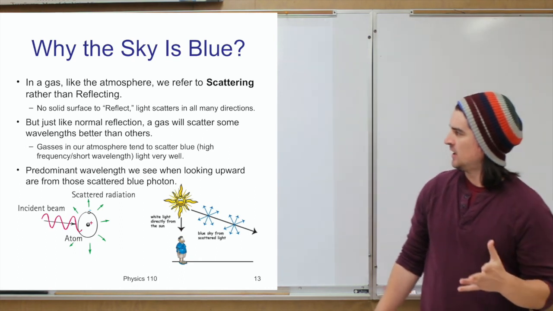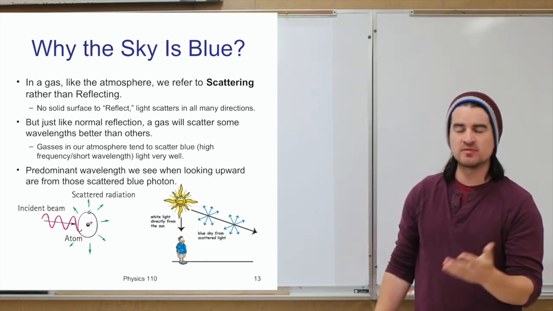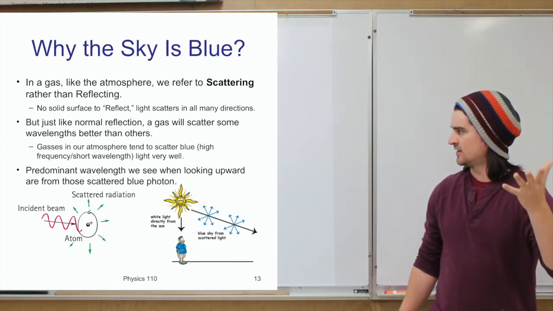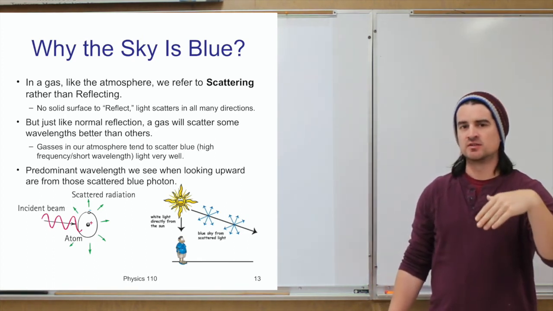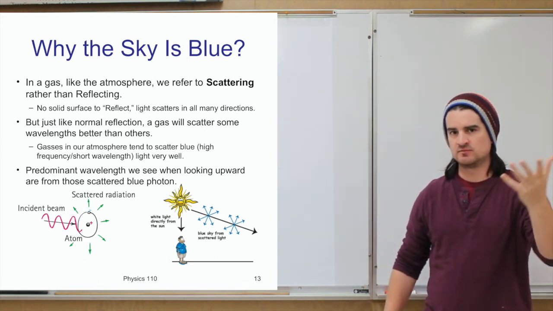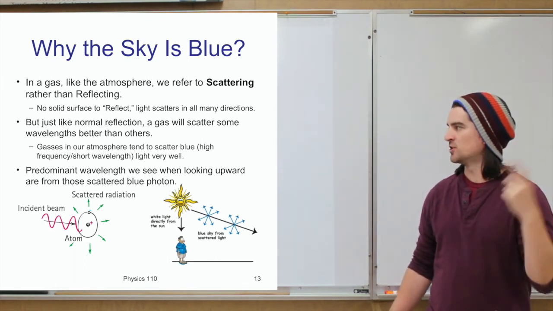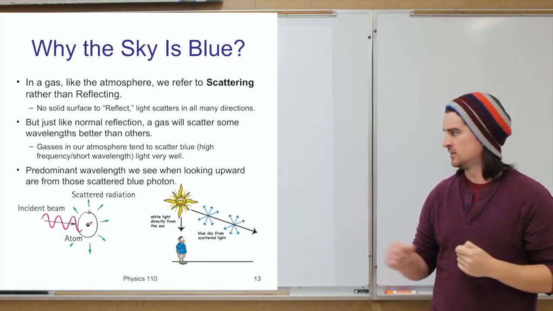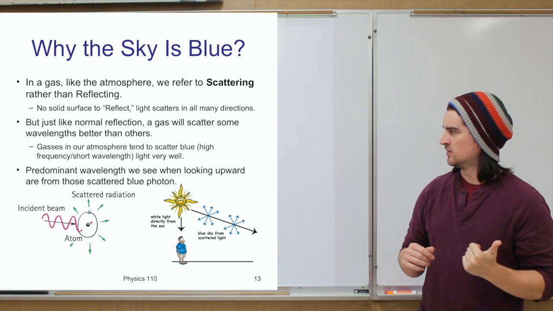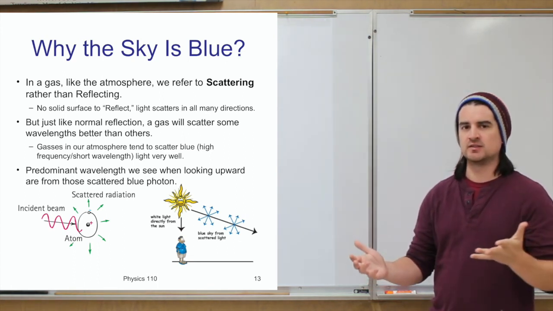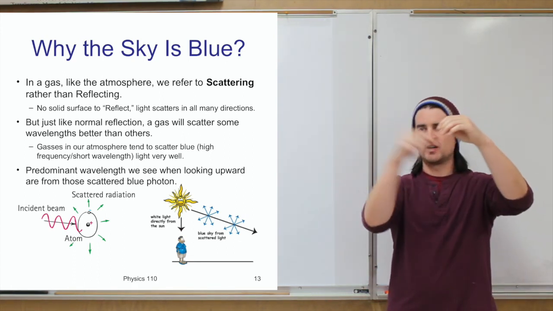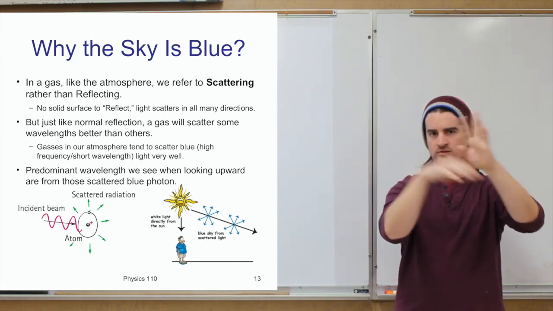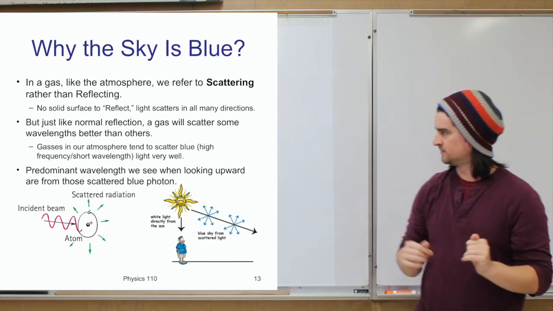Yeah. And as it turns out, the gases that make up our atmosphere, the O2, N2, things like that, will tend to scatter high-frequency light, short wavelength light, much more readily than they do lower frequency light. So what that means is essentially blue light is going to be knocked around much more when it starts running into the atmosphere than, say, red or green or orange.